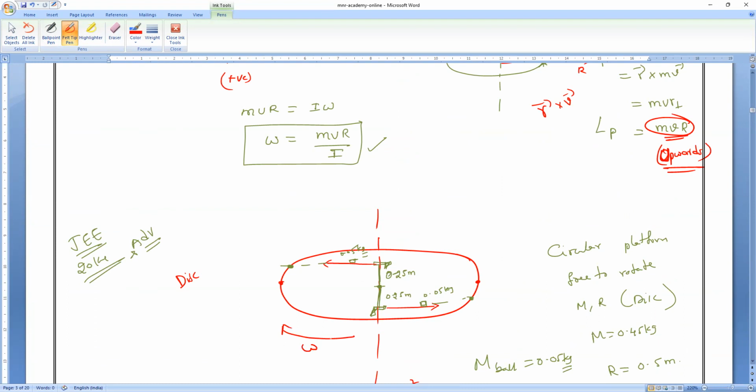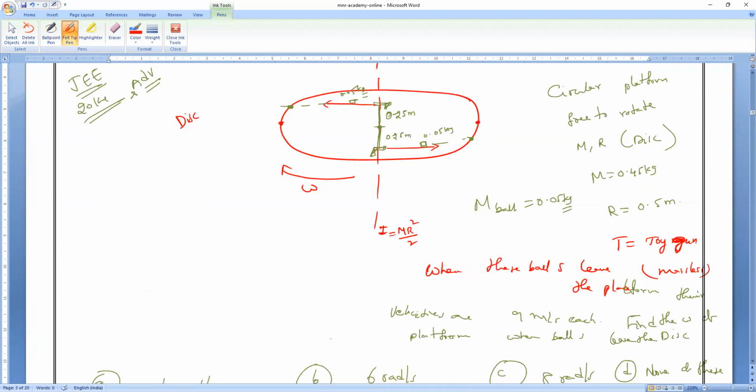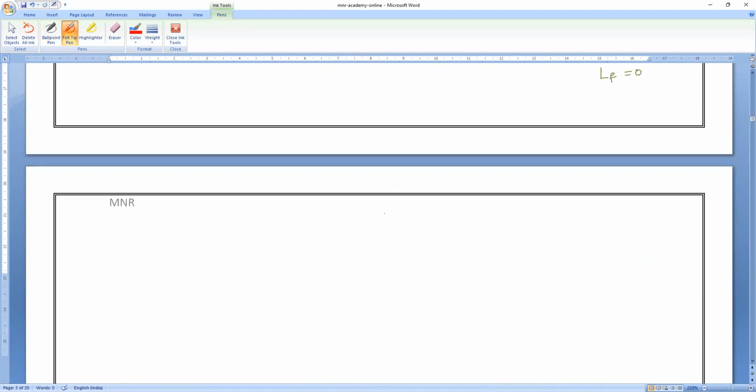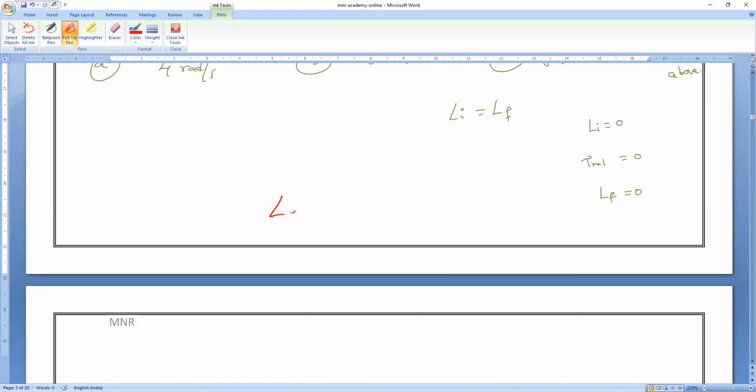This is the angular velocity of the disk. What is the direction of the disk's rotation now? Already I said, the disk rotates clockwise. Is the direction of angular velocity downward or upward? It is downward. Okay. So now what is the final angular momentum?